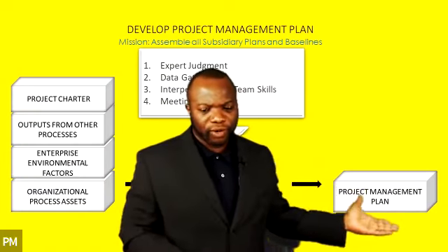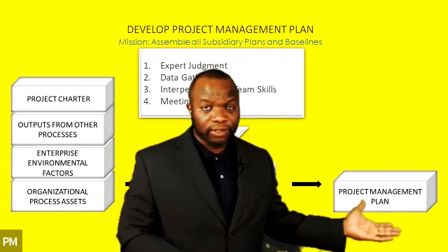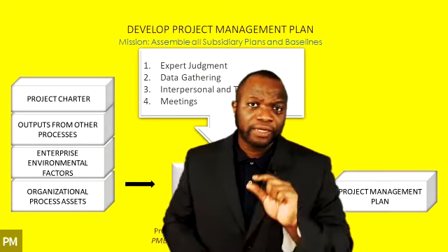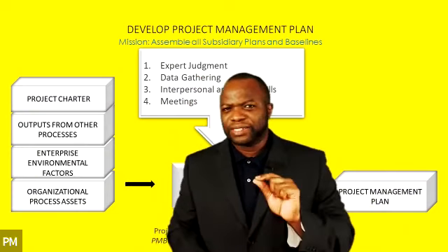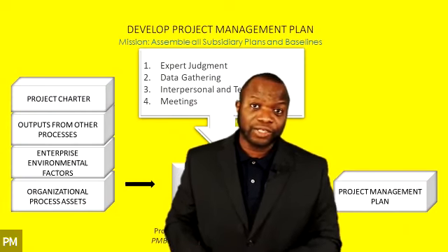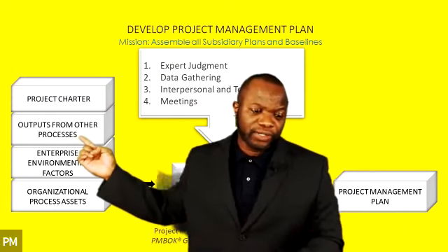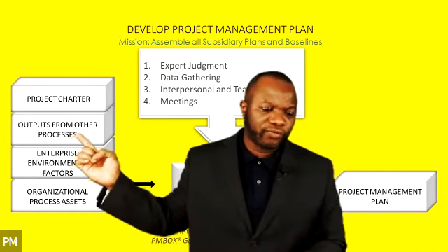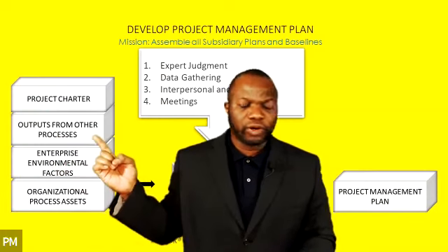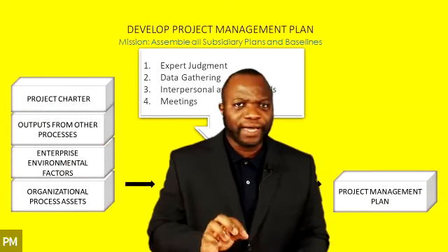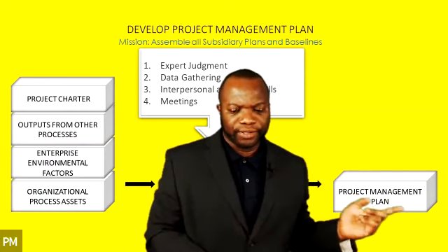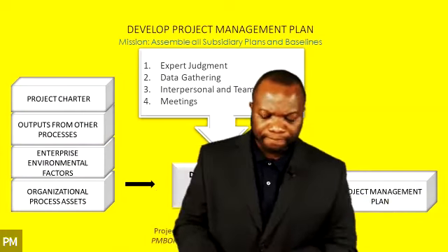Do you see that our project management plan is an output here? Well, the project management plan is made up of several subsidiary plans, tiny little plans. Those tiny little plans are going to come into this process as outputs from other processes. So whenever you see outputs from other processes, it's referring to the tiny little plans and baselines that make up this, the project management plan.